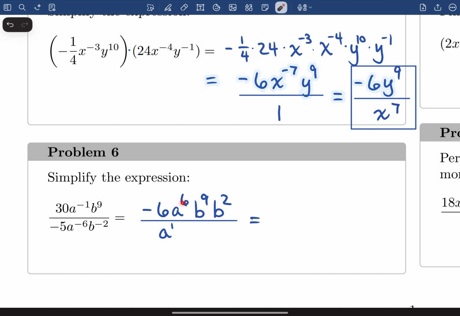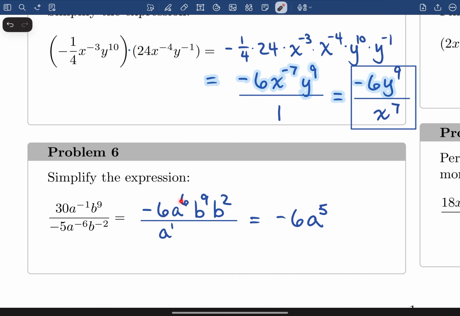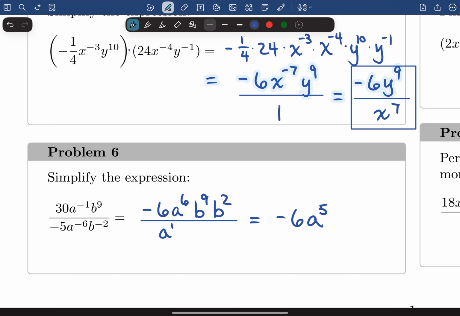to the 1st, and we're going to use the quotient rule, right? How many more a's are on top than on bottom? Well, there are 6 on top, there's 1 on bottom, so there's 5 more on top than on bottom. And so I'm going to write negative 6 times a to the 5th. Okay, so a to the 6 minus 1 is 5. And then b to the 9 times b squared, I can use the product rule on that to make b to the 9 plus 2.